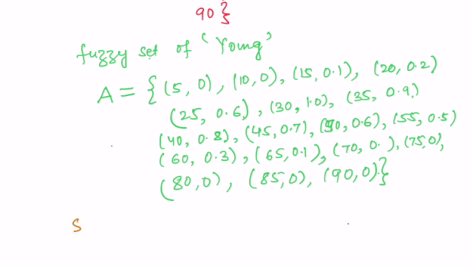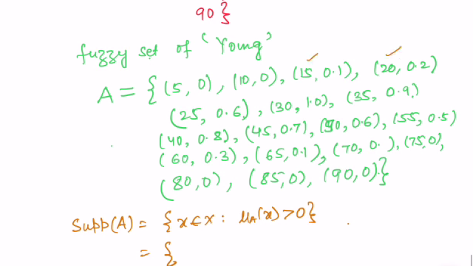We will find the support of this fuzzy set A. It is nothing but all those points where the function takes value greater than 0. So let us find where it takes value greater than 0. It takes value greater than 0 at 15, 20, and so on till 65: 15, 20, 25, 30, 35, till 65.